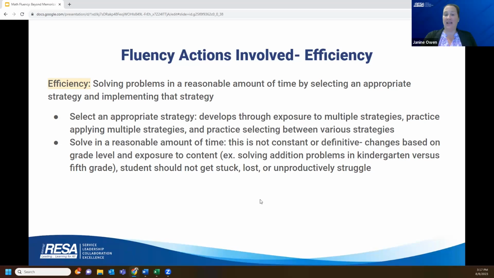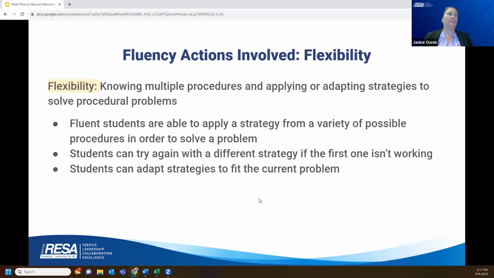When we talk about solving in a reasonable amount of time, this is not constant or definitive. It really changes based on the grade level, the exposure to content. So for example, if you were talking about a kindergarten student who was solving addition problems, what we might call a reasonable amount of time would be different than a fifth grader who's been doing this for many years. But what you should not see is students who are stuck, lost, or just not able to move on. They're unproductively struggling with the work.